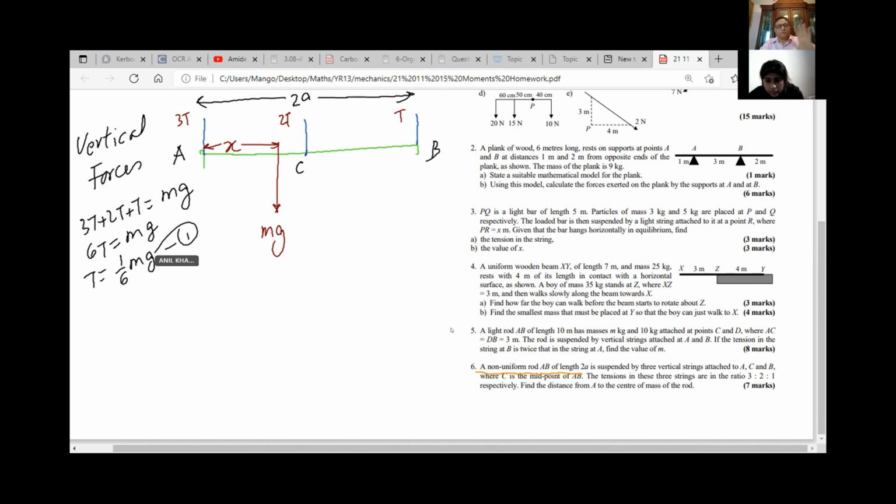Perfect. So we can substitute for T. Now we have to take moments, correct? Second step is take moments. Which point will you choose for moments? A? We can choose A, at the point of tilting.